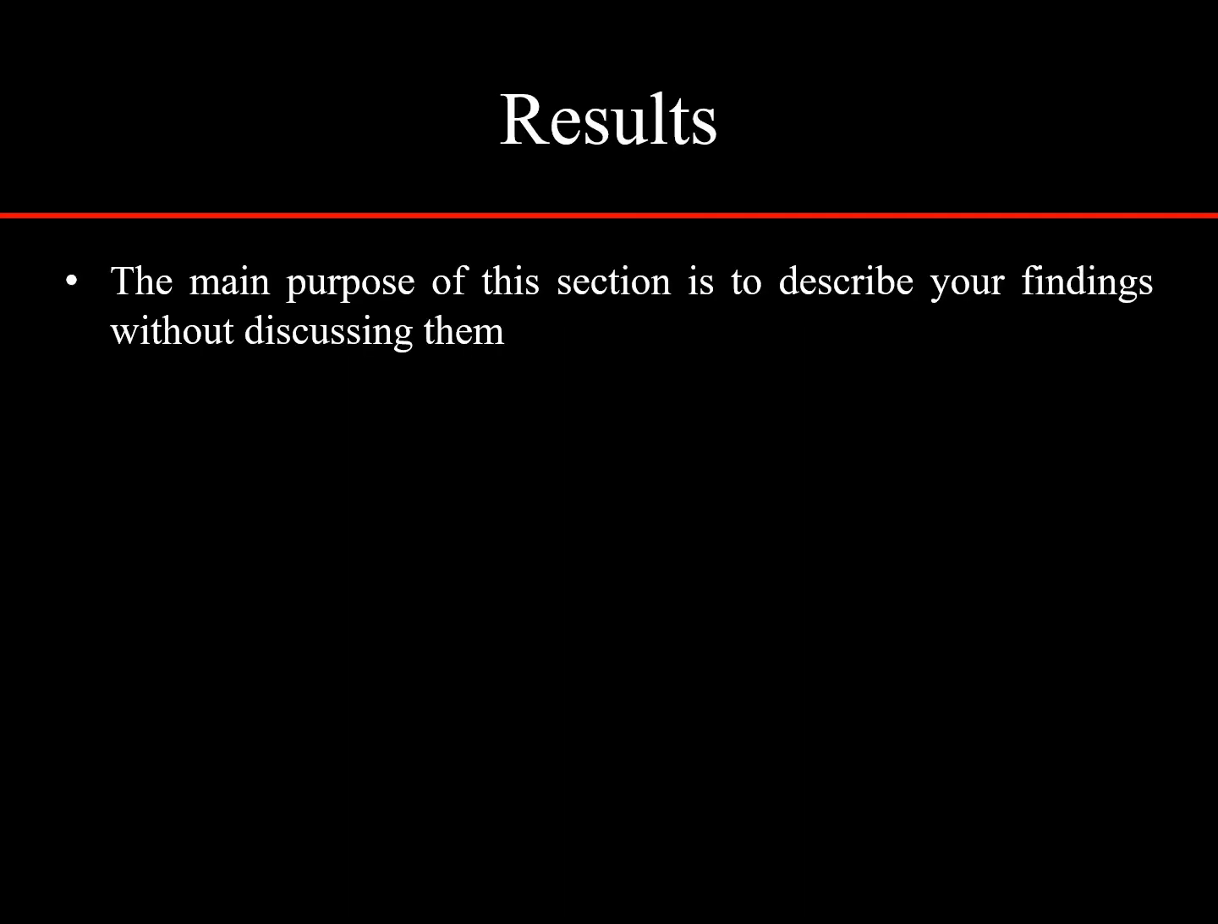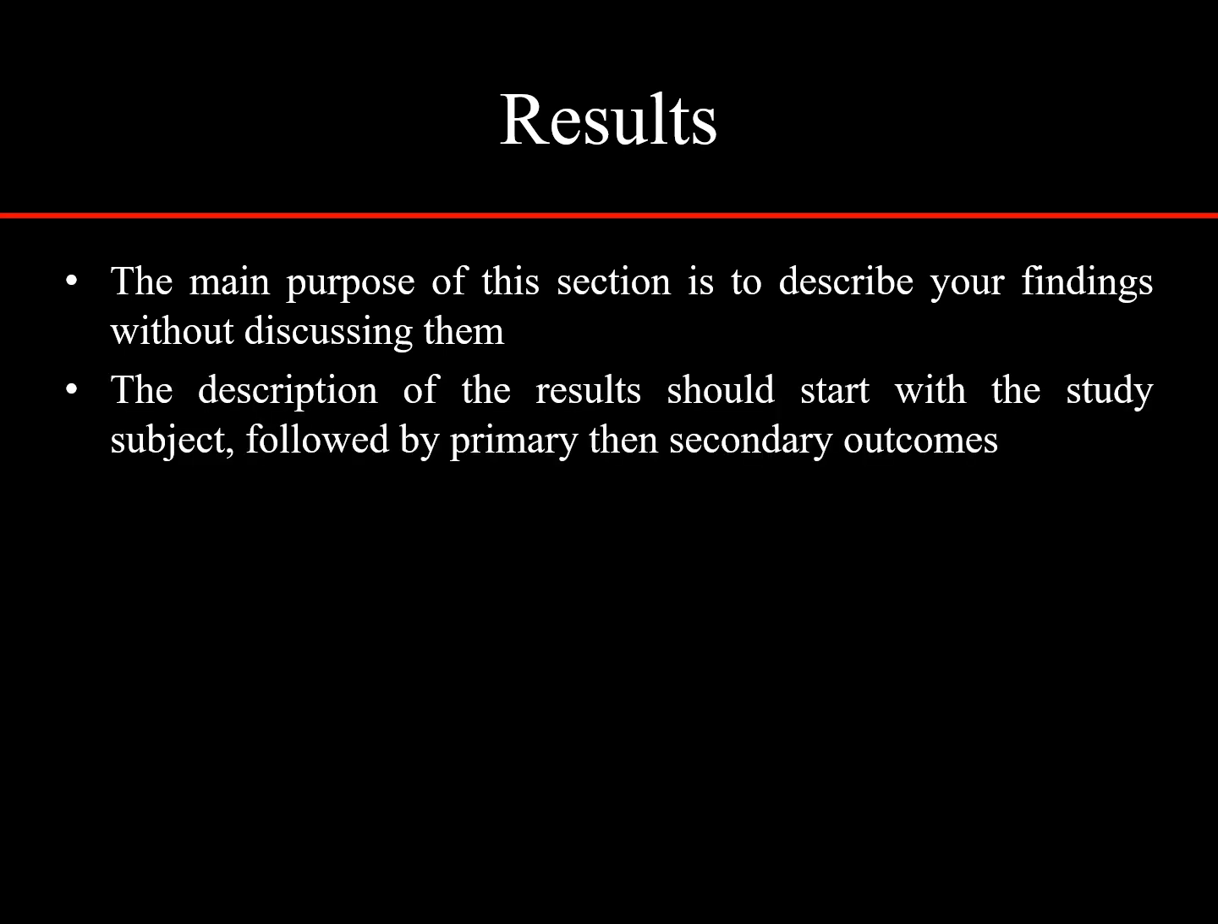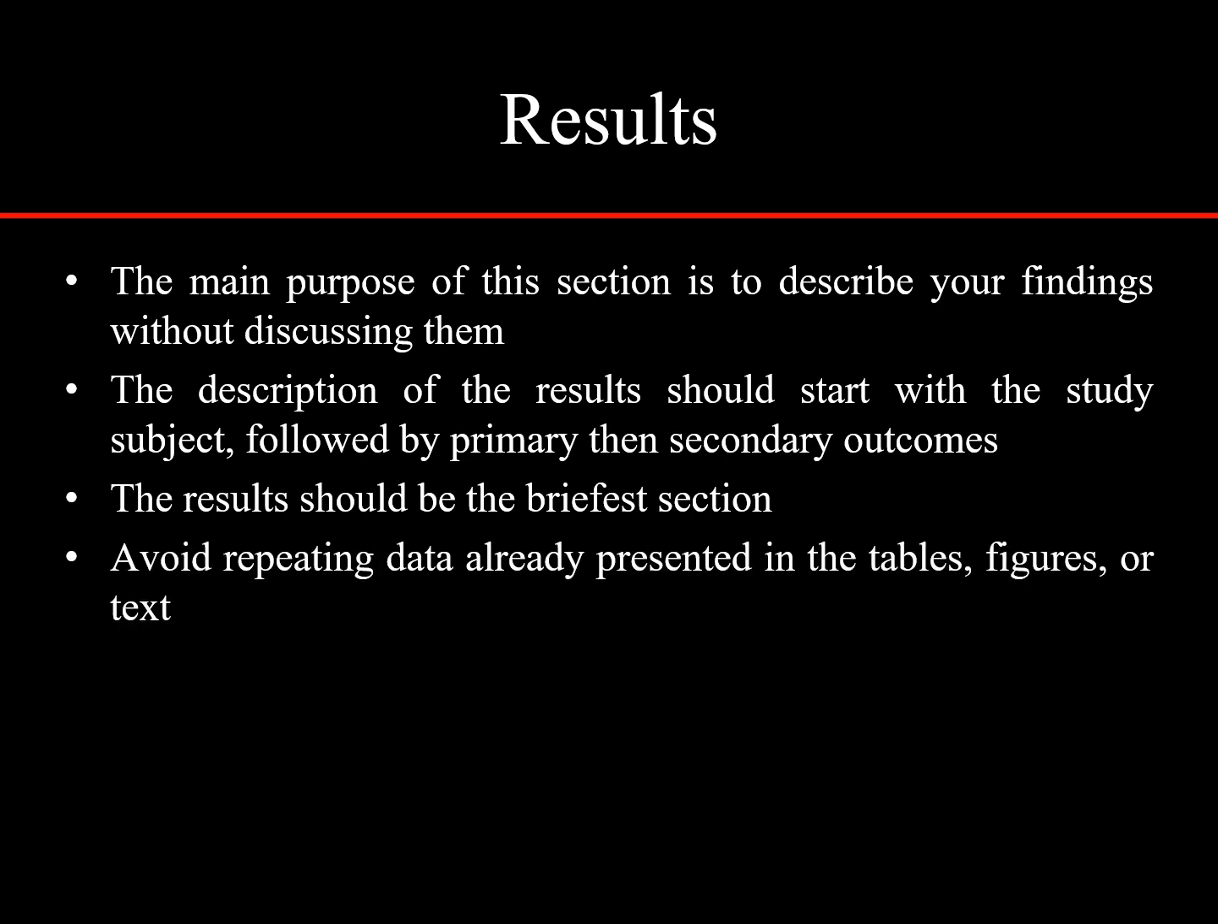Now we will continue with the results section. The main objective of this section is to describe your findings without discussing them. The description of results should start with the study subjects, demographic variables, then followed by primary, then secondary outcomes. This section should be the shortest section in the manuscript.